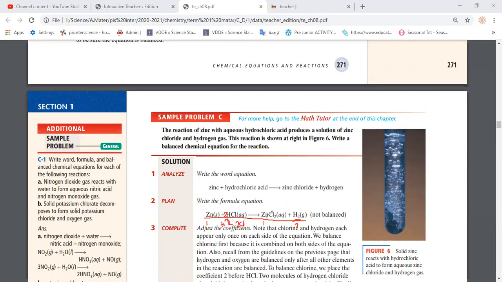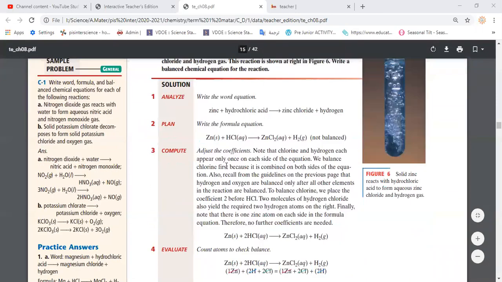Okay, so let's test. How many chlorine do we have here? 2. So now the number of atoms before the reaction, the reactants, equals the number of atoms in the products. Yes or no? Yes. So like this, it's balanced. Is it clear, guys? We know how to balance the chemical equation.